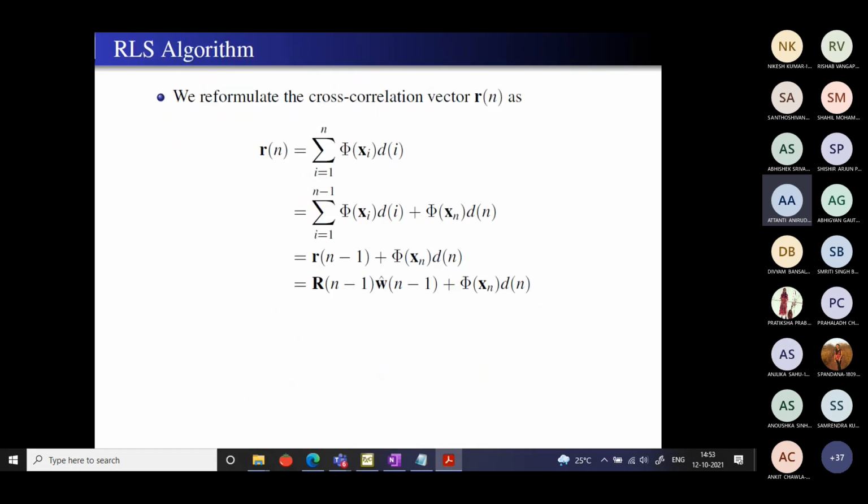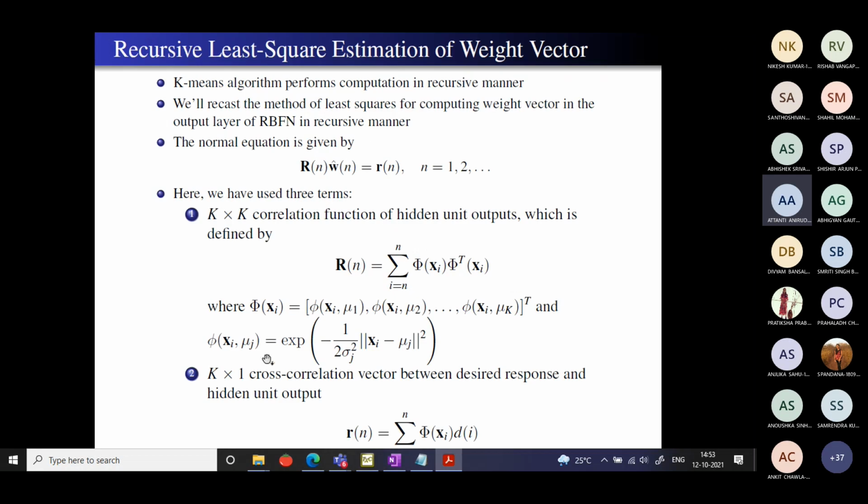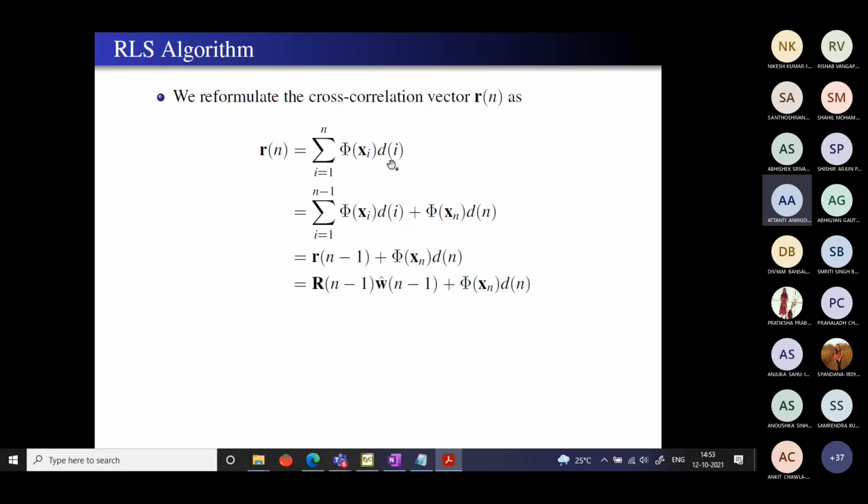Fine. So we'll look into this. I could have written this directly. Let's say that we'll start with this. R we know. So we'll reformulate the cross correlation vector. If you see from this particular slide, it is this, right? This I'm reformulating: sum over i equal to 1 to n of phi x at di. I'm just trying to put it across.